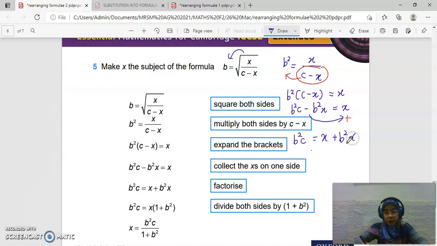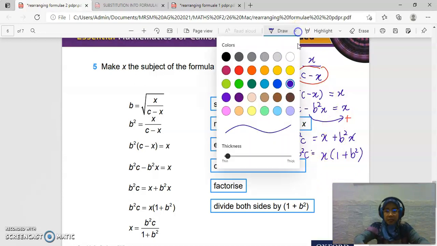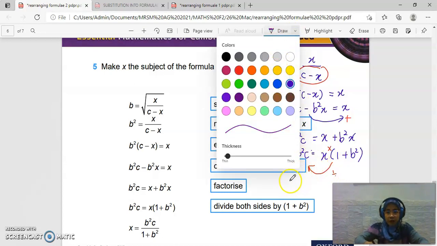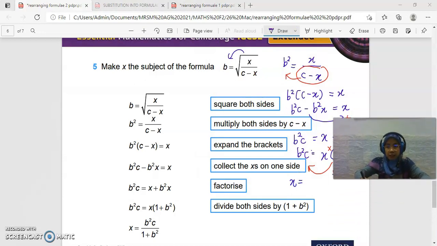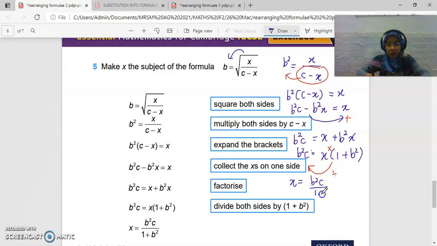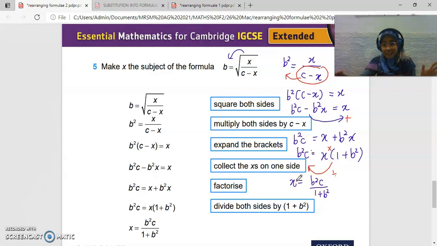After you bring x to the same side, we factorize. Since we have two terms with x, we factorize x, so we have x times (1 plus b square). Then we want x only, so we bring 1 plus b square to the other side as division, because this one is multiplication, so you bring it to the other side as division. So we have x equals b square c over 1 plus b square. Since x is now in single form, it means you have made x the subject.